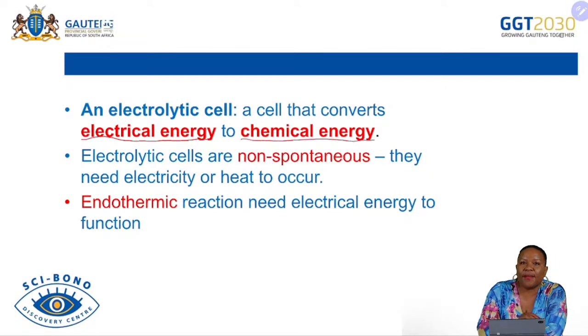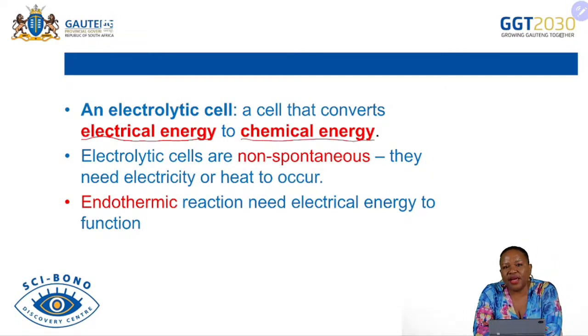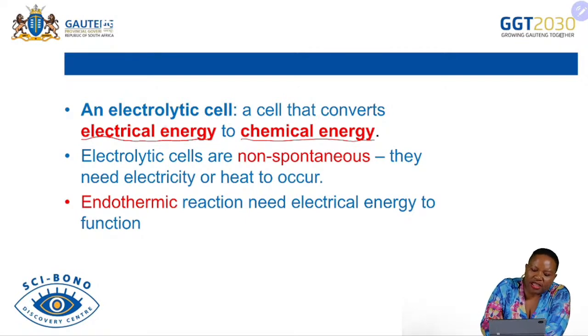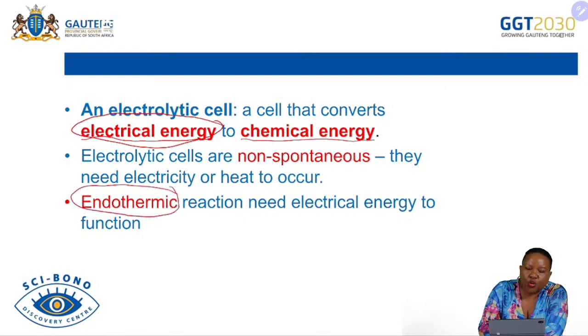Now, the first thing I can explain is that these are the cells that convert electrical energy to chemical energy. That doesn't make them the opposite of what we just did, because we said galvanic cells are chemical to electrical. The only thing is that now we need electrical energy for these cells to operate. And because energy is added, these cells are going to be endothermic.